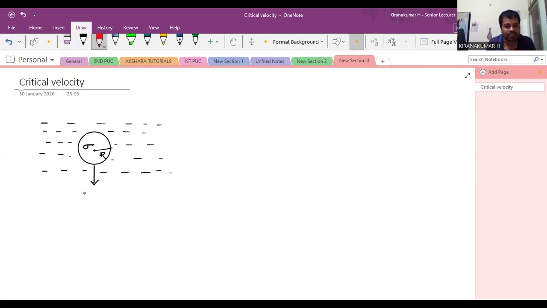Now, what is the gravitational force acting on this? Fg. What is the formula for Fg? Fg equals m into g, where m is the mass of the body. I can replace mass by density into volume of the body, into g. That is, density into 4 by 3 pi r cube into g. That is the force due to gravity.